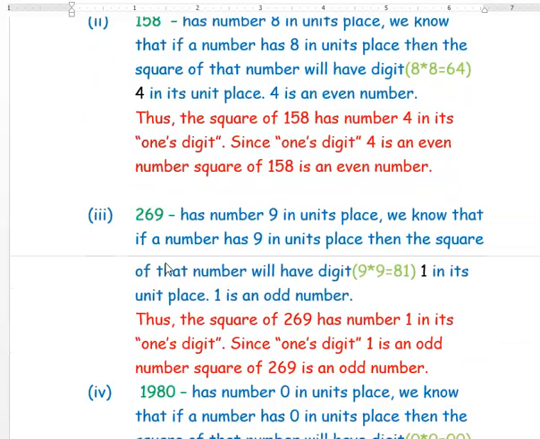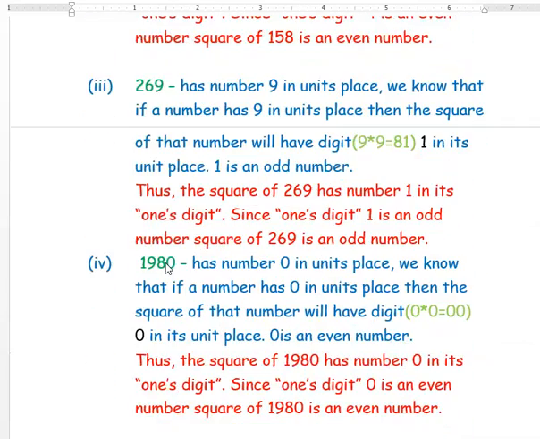The next number given is 269. Here 9 is in the units place. The square of 9 is 9 into 9, 81, so 1 will be in its units place. So it's an odd number. Thus the square of 269 is an odd number.